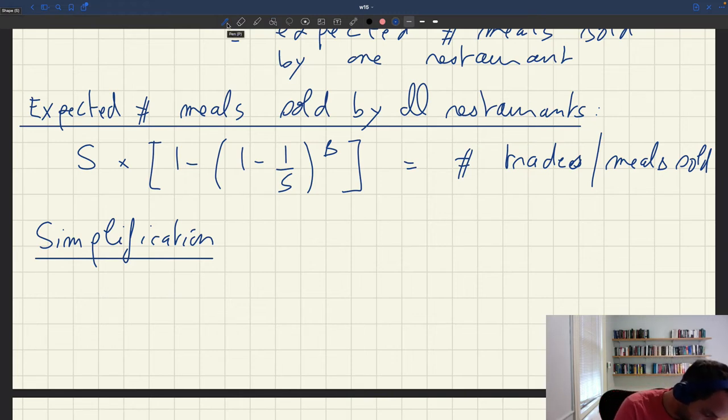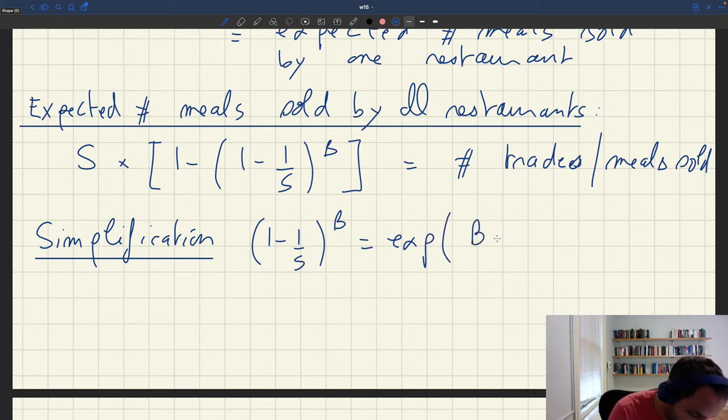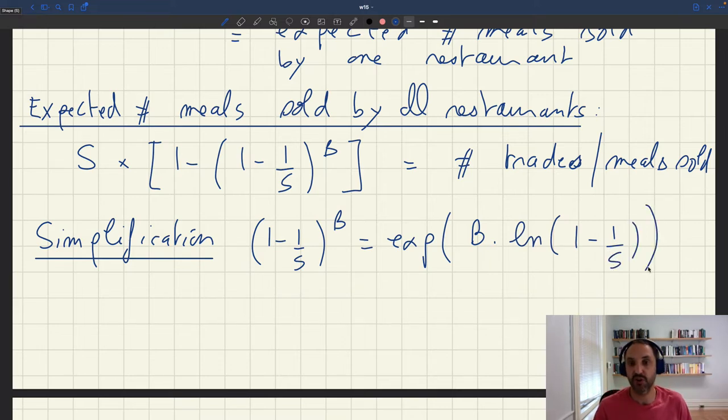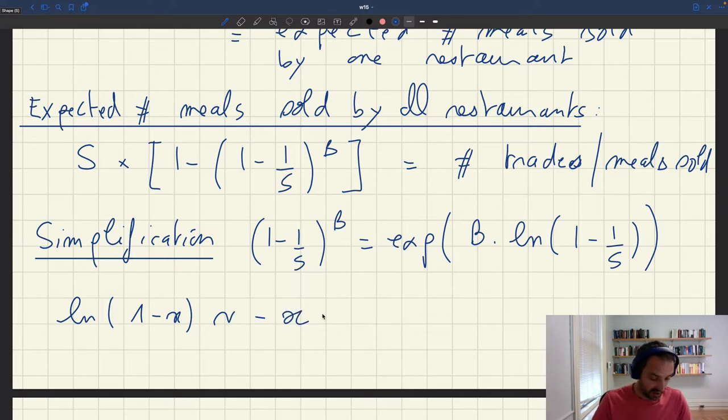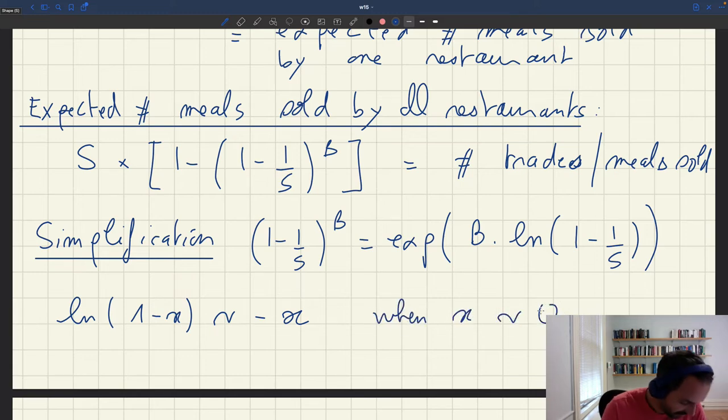Well, we can rewrite 1 minus 1 over S to the power of B. This is just the same as exponential of B times log of 1 minus 1 over S. This is just by definition of power. But then we know that log of 1 minus x, when x is small, is approximately the same as minus x when x is close to zero. And that's just by linearizing the log function. So a good approximation of log of 1 minus x is minus x.